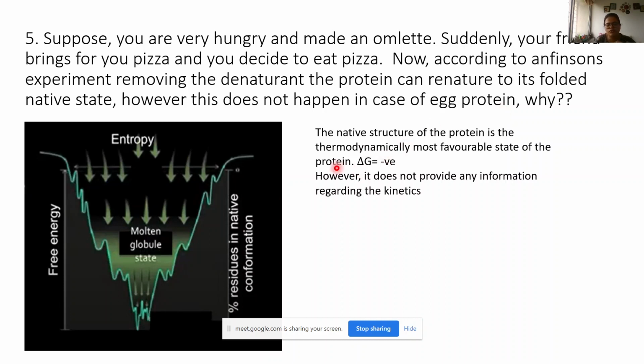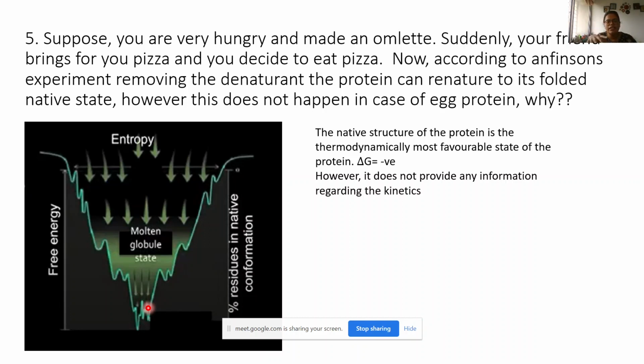So I've forgotten to remove the solution. So I'll just discuss why it does not. As you know that native state of the protein is the most thermodynamically favorable state of the protein. So if you can see here, here is the free energy. The delta G value is negative, and here the native state is most favorable, and that is the three-dimensional state that protein takes.